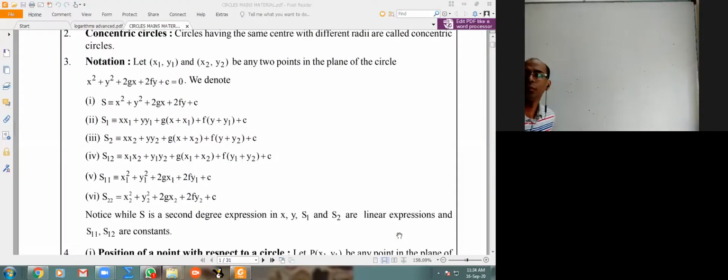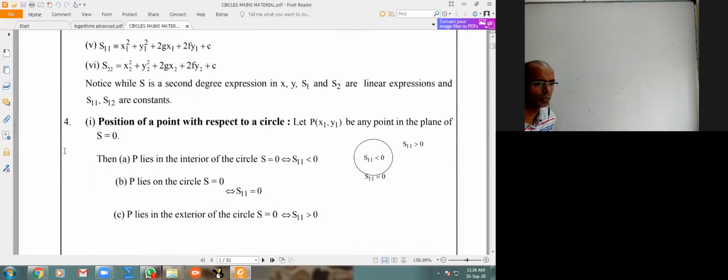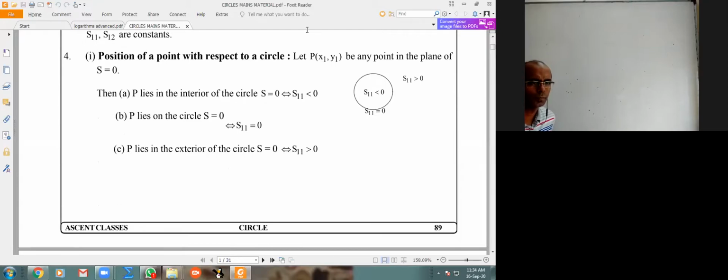Maybe next topic is the position of a point. If somebody gives us a circle equation and gives us a point's coordinates, how to know whether the point is inside the circle or on the circle or outside the circle? Let us not go for formulas and all, let us try to understand. Obviously, you're going to find the center, you're going to find the radius. From center, you find distance to that point.